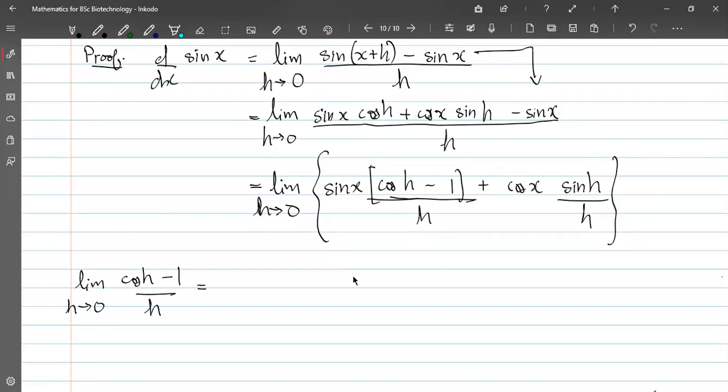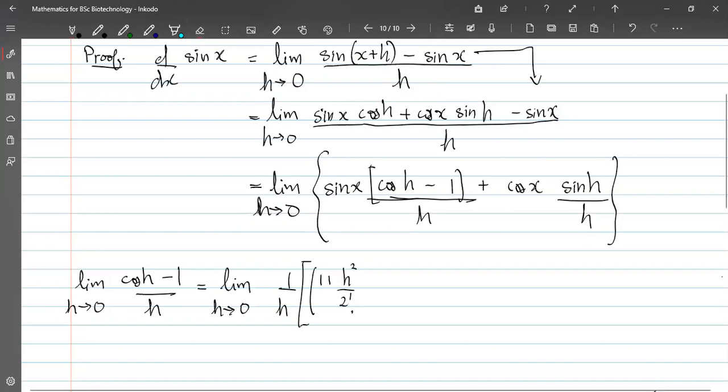How do you evaluate this limit? As before, with series expansion. So 1 by h times cos h, that is, remember, the cosine series, 1 minus x square by 2 factorial. So here it is h square by 2 factorial. Sorry, not plus, it is minus, alternating. Plus x to the 4 by 4 factorial. So h to the 4 by 4 factorial. Minus, and so on. And then this minus 1.